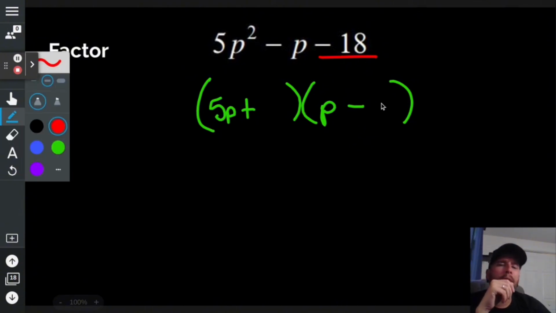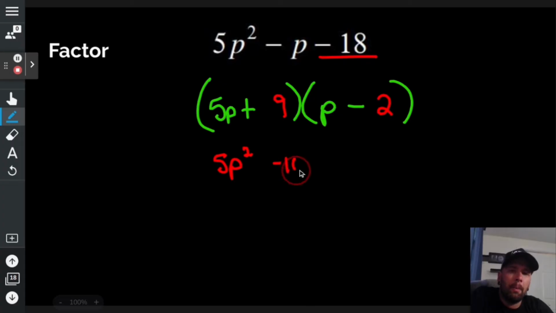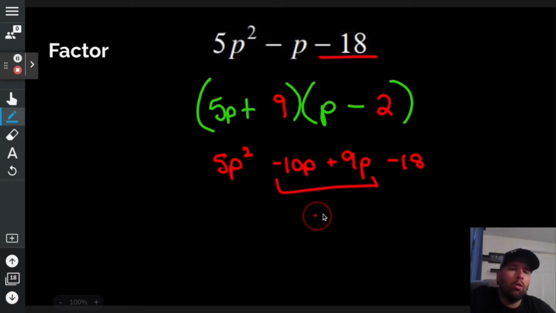So if I were to put the 9 here, I know that I would end up multiplying 5 times 9, which is 45. So I'm going to put the 2 here and the 9 here, and I'm looking at this thinking, this has promise. If I were to FOIL this out, 5p times regular p is 5p squared. 5p times negative 2 is negative 10p. 9 times p is positive 9p. And 9 times negative 2 is negative 18. When you combine these, you get negative p.